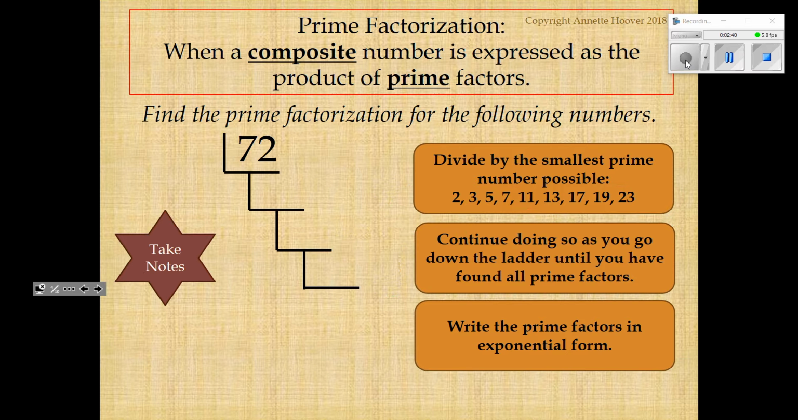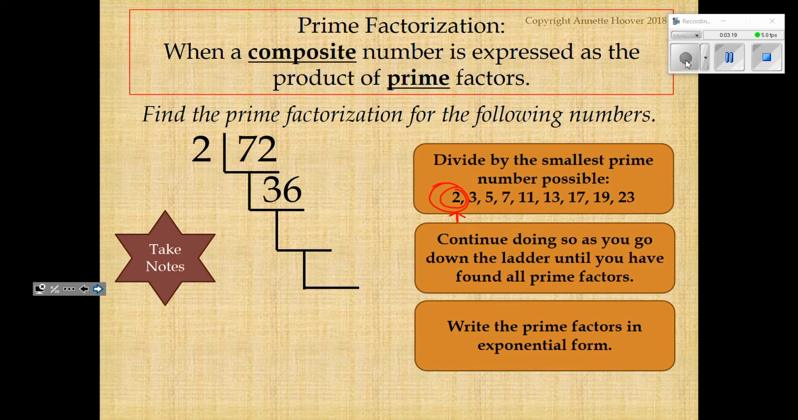If we wanted to find the prime factorization for the number 72, you're always going to start with the smallest prime number, which is 2, and ask yourself, is 72 divisible by 2? Well, anytime it's an even number, it is divisible by 2. So we're going to start there and divide it by 2. 72 divided by 2 is 36, so we put that on the next part of the ladder. Now, when you go to the next number, again, you start at the smallest prime number, and ask yourself, is it divisible by 2? And you keep dividing by 2 as long as it is an even number.